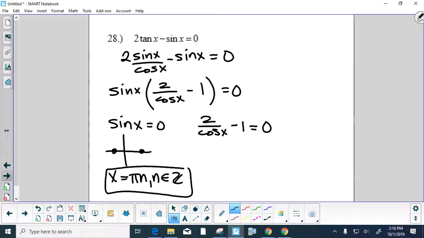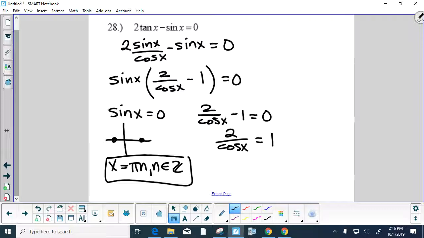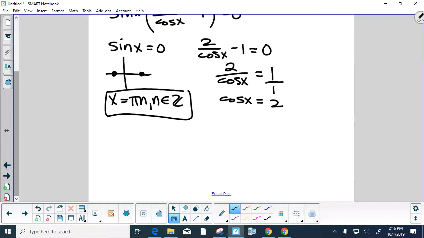Okay, so I'm going to move the 1 over. So we get 2 over cosine x equals 1. So you get cosine x equals 2. That's a no-go, isn't it? Because this says no solution, since the cosine of x has to lie between negative 1 and 1.